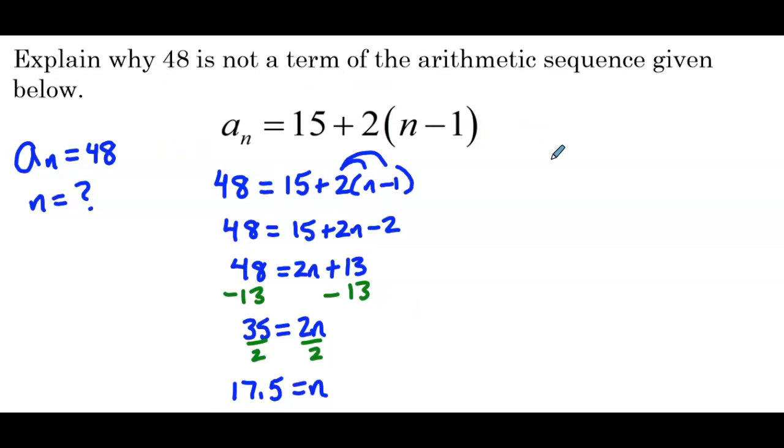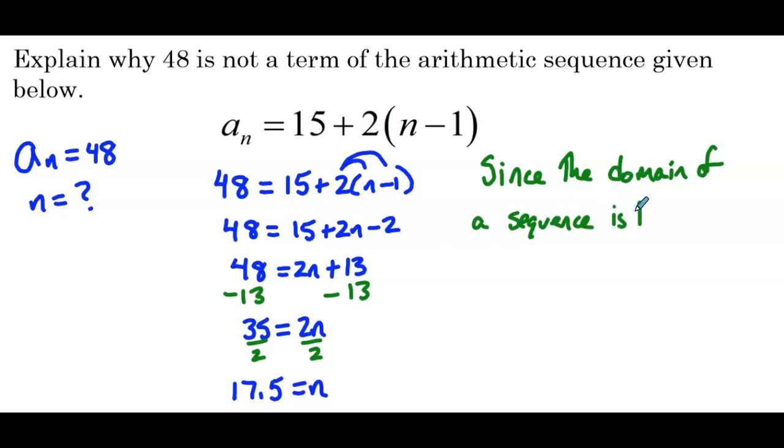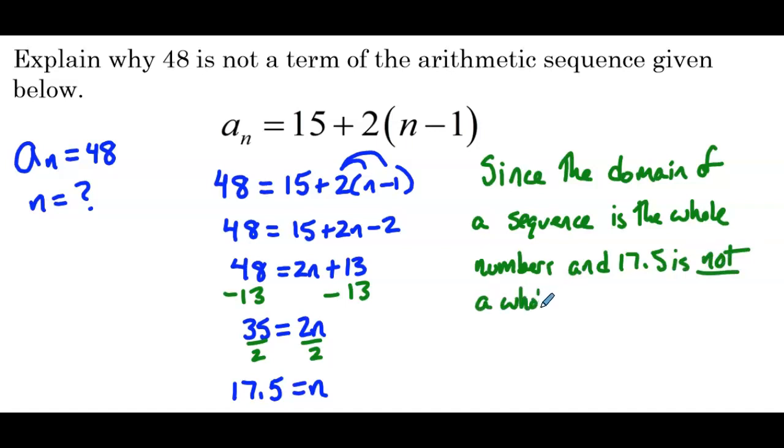Now we have to explain. So we could say, since the domain of a sequence is the whole numbers, and 17.5 is not a whole number, 48 is not a term of the sequence.